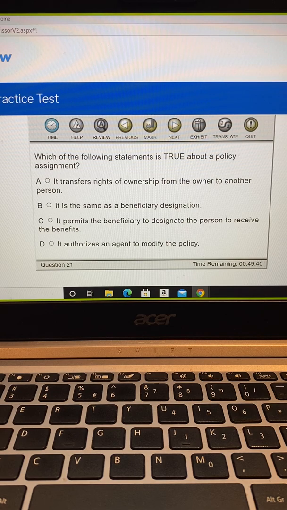C? Nope. So D. The answer is C. Okay. I mean, no. C is correct. If you change the owner, then you can't change the beneficiary. But that ain't the answer to this question. It's A. The answer is A. You're just transferring ownership of the policy when you do an assignment. You can do that. That's one of the rights of the owner. You can have an agent modify the policy. You can do that too. But it transfers all the rights from one owner to another. Got it? Yes, sir. All right. Gotcha.